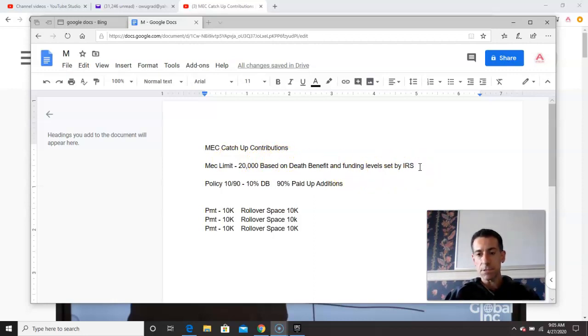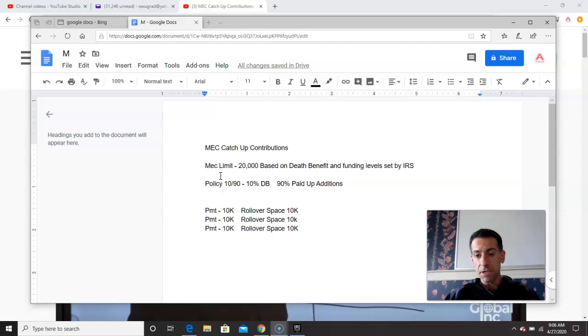So let's back this up just a little bit. What's the importance of a MEC? A MEC is what they call the 7-pay test. The IRS says, okay, if you put in too much cash value relative to the death benefit, this policy will not be allowed. So as an insurance agent, as an insurance professional, as a person that's trying to maximize cash value and minimize taxes, we're trying to take this right up to the level of the modified endowment contract, or the MEC. So, for example, we have something at $20,000.